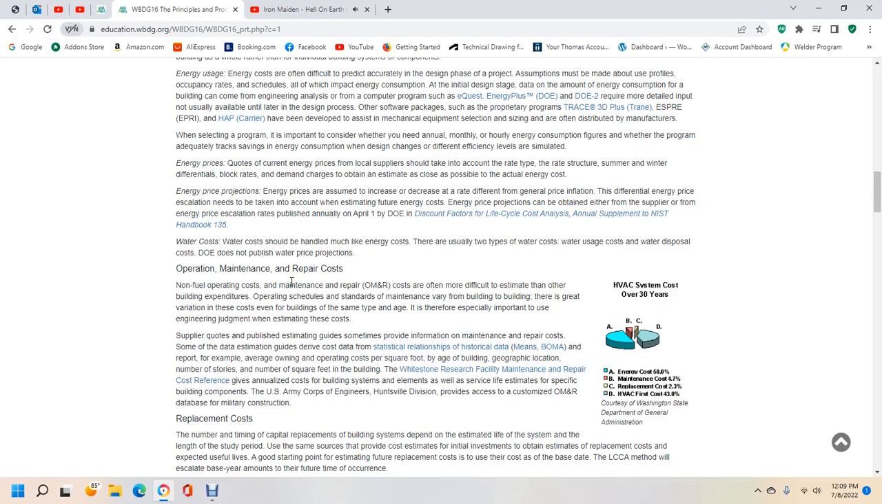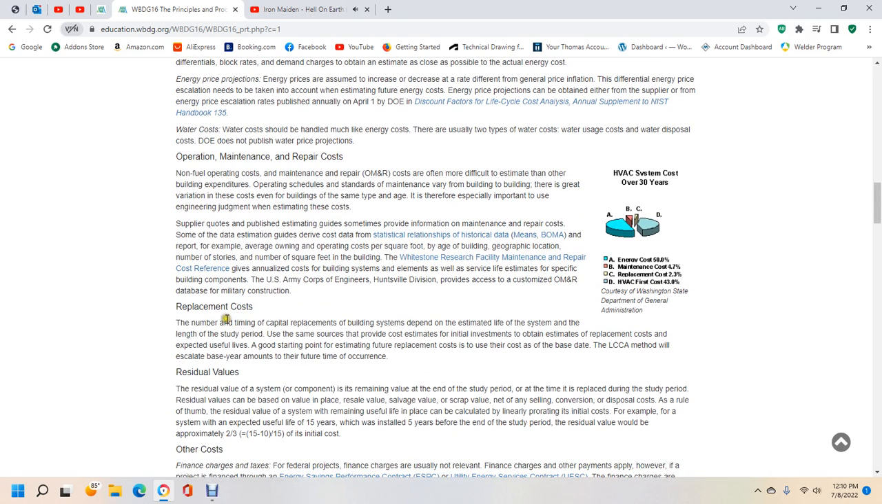Operation, maintenance, and repair costs, the non-fuel operating costs. Maintenance and repair costs are often more difficult to estimate than building expenditures. Operating schedules and maintenance vary from building to building. There is great variation in costs even within the same type and age of building. Engineering judgment is therefore equally important when estimating the cost. Supplier quotes and published estimating guides provide information on maintenance and repair costs.